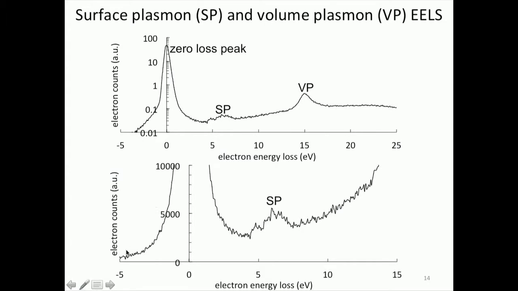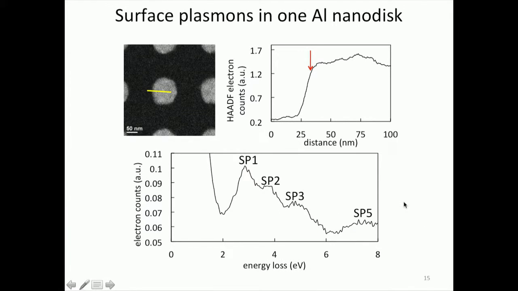At the bottom, I show you again the EELS spectrum in the linear scale. Before, you should know that it was in the log scale. And here is a surface plasmon peak. So let's study this resonance as a function of position. Here, for surface plasmons, we're going to study one nanodisk. I show you one STEM image of a large nanodisk, and we acquired spectra across this yellow line.